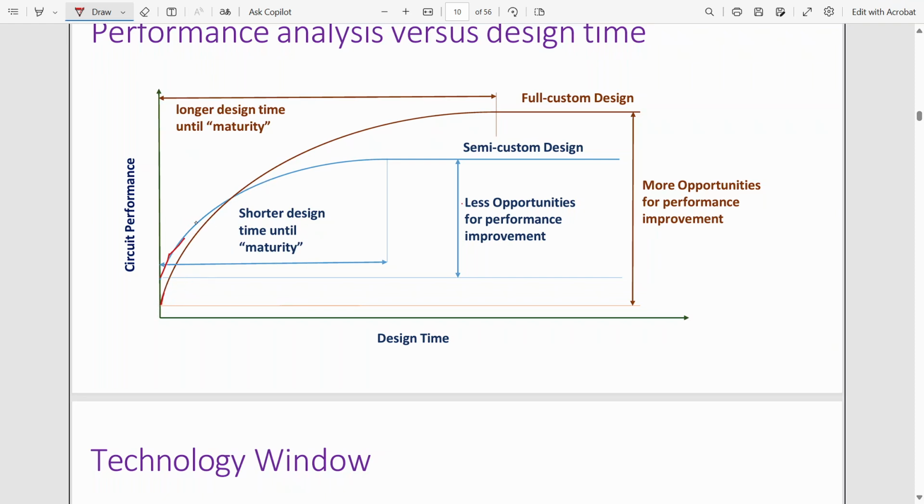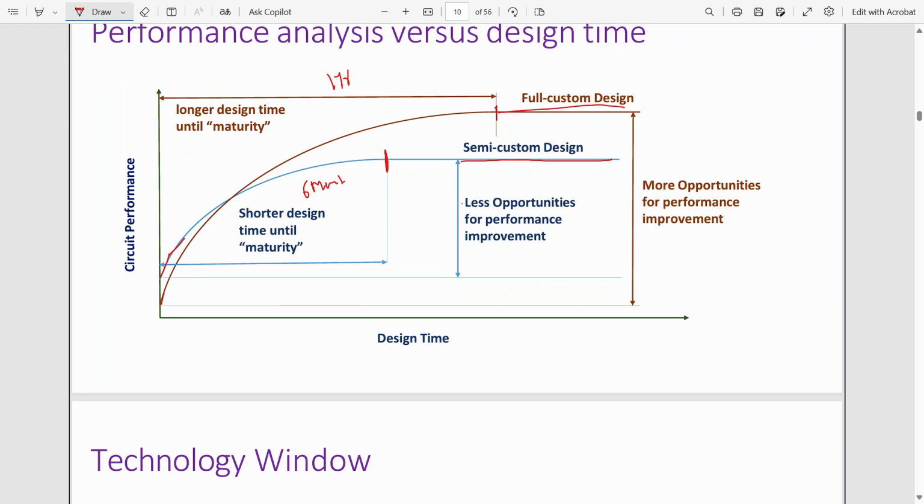After that, this is nothing but design time. This is the shortest design time. Until maturity, it has the shortest design time. Here, until maturity, it has the longest design time. Let us take full custom design, it will take 1 year of time. Semi-custom design will take 6 months. After that, it becomes constant.